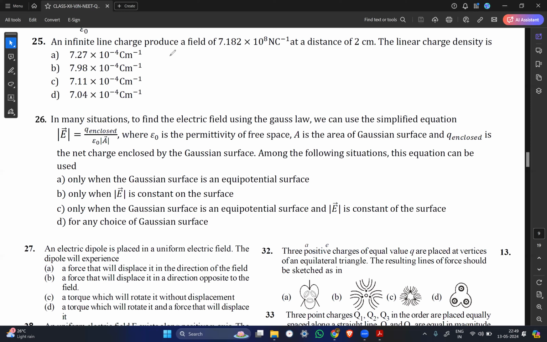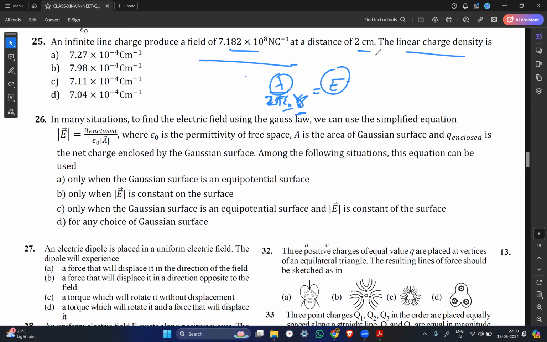An infinite line charge produces a field of, at the distance 2 cm. Linear charge density is asked. For an infinite line charge, the formula is E equal to lambda by 2 pi epsilon naught r. The electric field is given, and this is the asked line charge density. Epsilon naught, you know 1 by 4 pi epsilon naught is 9 into 10 to the power 9. So accordingly we will do it.